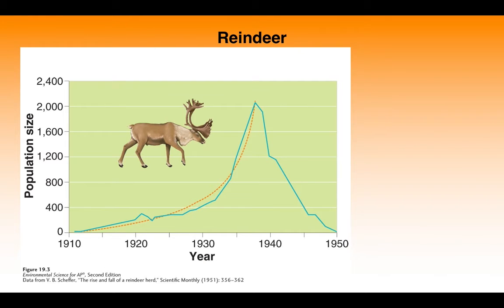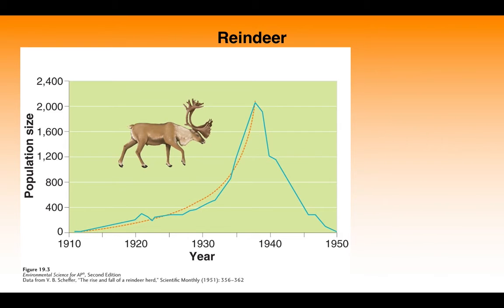This is a figure from your textbook that looks at a case study of a population of reindeer that were introduced onto St. Paul Island in Alaska in 1910. It's a very small population. The orange dotted line is going to represent what exponential growth would look like. So you can see that this population initially demonstrated exponential growth. And suddenly, then it went through a major crash.